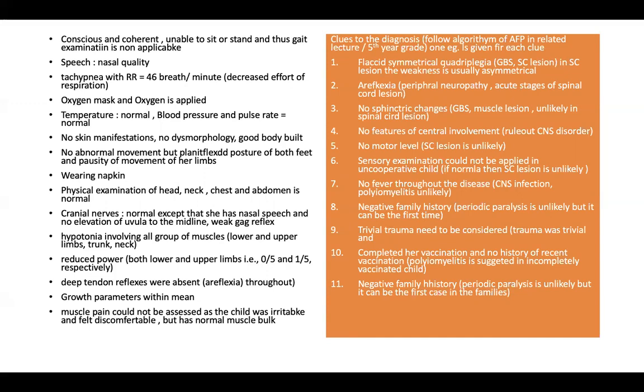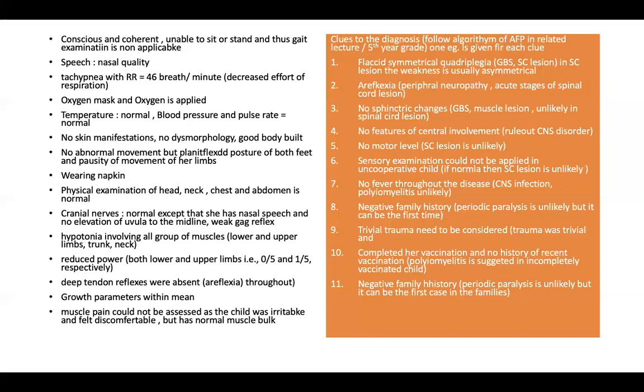She had normal urination and defecation, but because the mother was unable to take her frequently to the bathroom, she preferred using a napkin. Physical examination of head, neck, chest, and abdomen were normal. The cranial nerves examination was normal, except that she had no nasal speech, and on examination the uvula couldn't lift in the midline, and she had weak gag reflex. She was flaccid throughout her body.